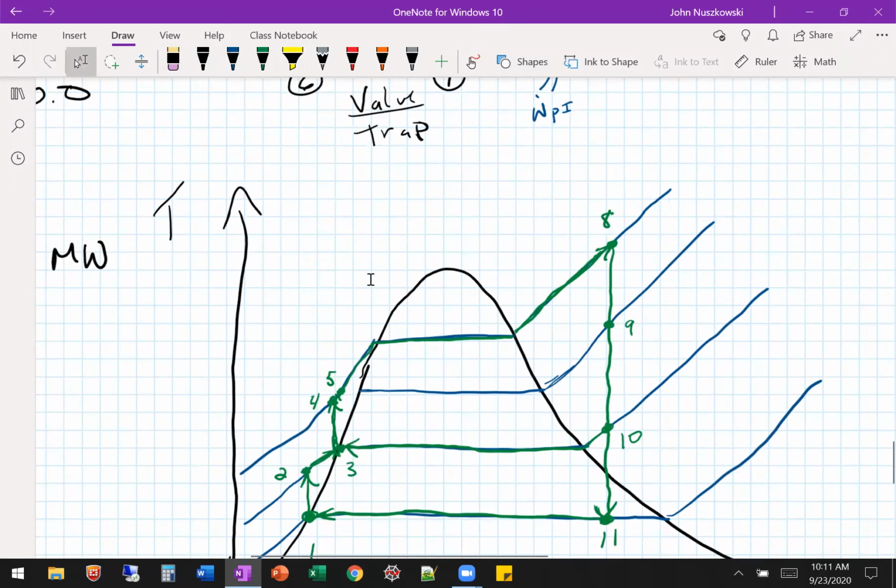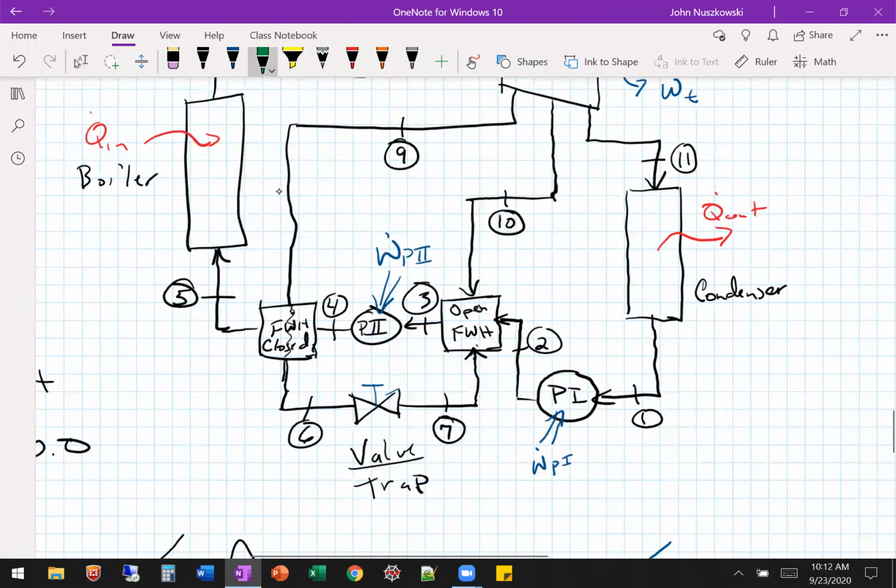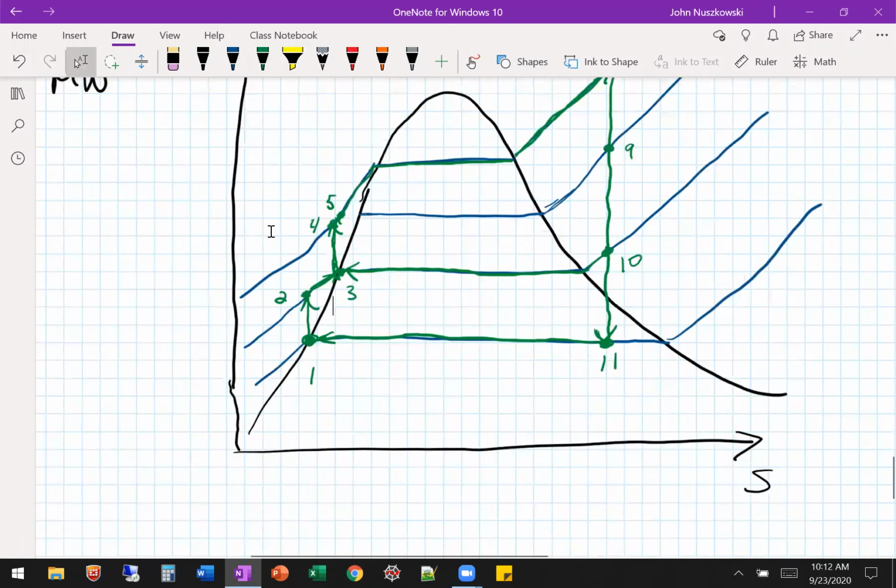And 9 is a little more challenging. 9 goes through the closed feed water heater, okay, and exits at 6, and that told us, it's actually something in the givens, that it leaves as a saturated liquid right there, at 6.